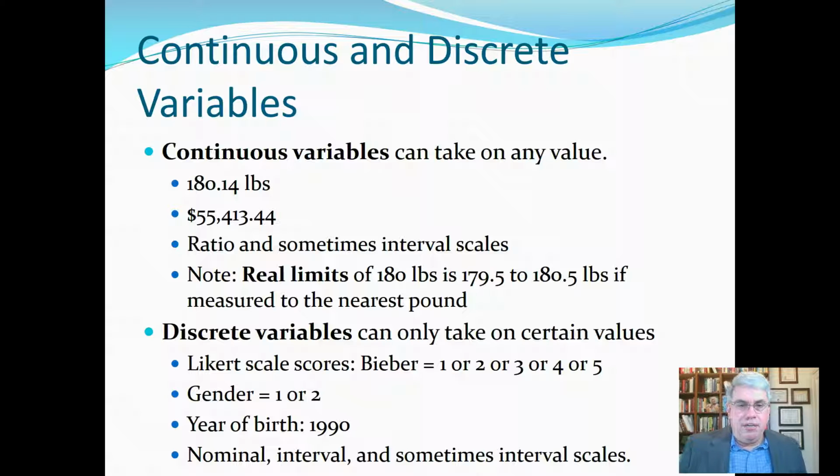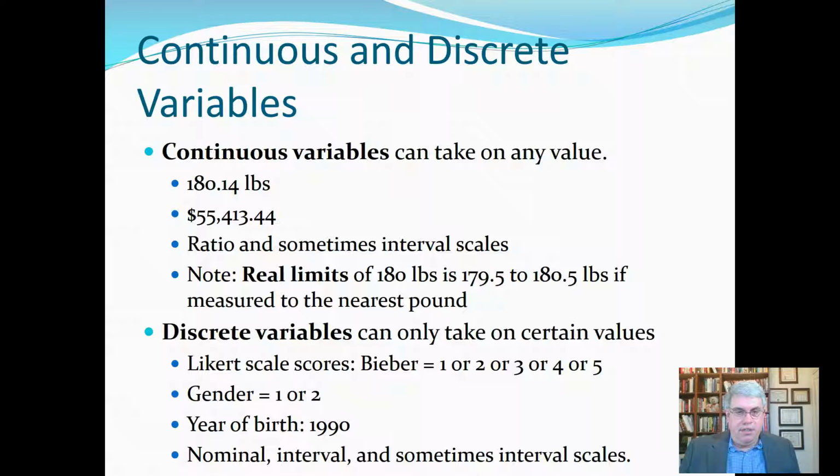Now, in contrast to continuous variables, there's discrete variables, and those are variables that can only take on certain values. For example, if we had a Likert scale, I like Justin Bieber. How much do you agree with that? 1 is strongly disagree, 5 is strongly agree. You're only allowed to choose 1, 2, 3, 4, or 5. You can't choose 2.7, and you certainly can't choose 2.7634. You can only choose discrete values.